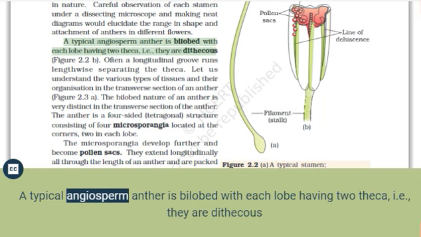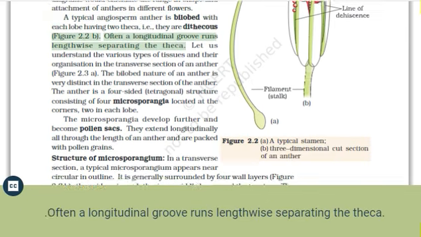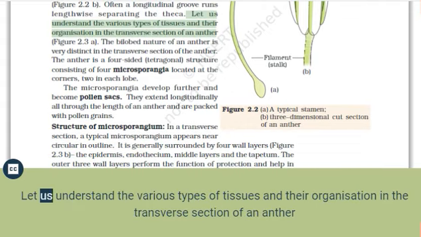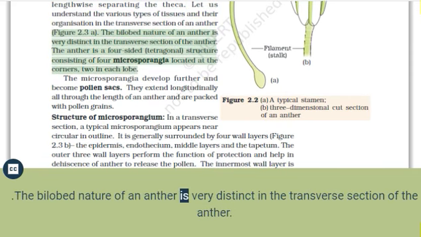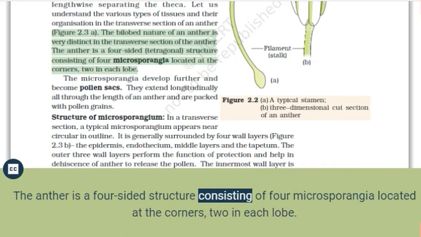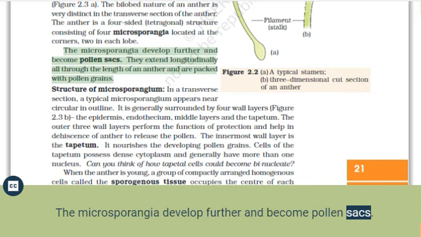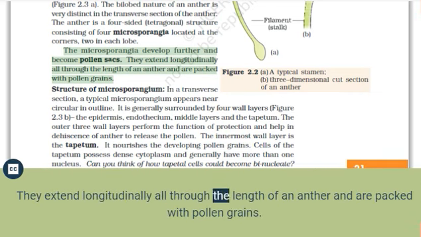A typical angiosperm anther is bilobed with each lobe having 2 theca, i.e., they are dithecous. Often a longitudinal groove runs lengthwise separating the theca. Let us understand the various types of tissues and their organization in the transverse section of an anther. The bilobed nature of an anther is very distinct in the transverse section of the anther. The anther is a 4-sided structure consisting of 4 microsporangia located at the corners, 2 in each lobe. The microsporangia develop further and become pollen sacs. They extend longitudinally all through the length of an anther and are packed with pollen grains.